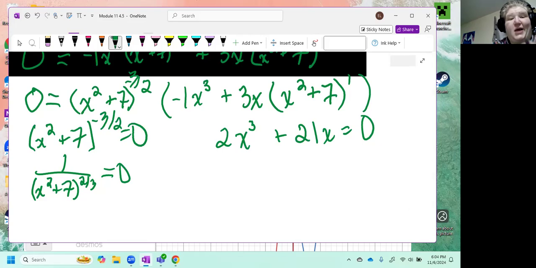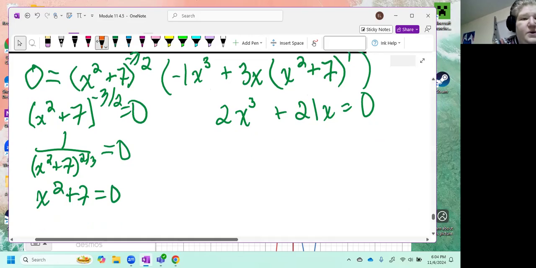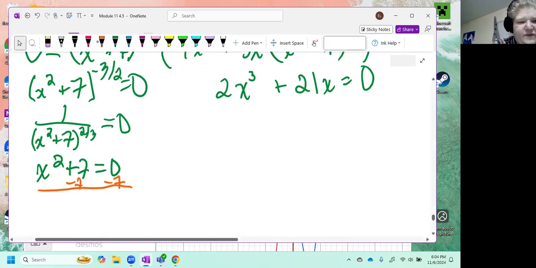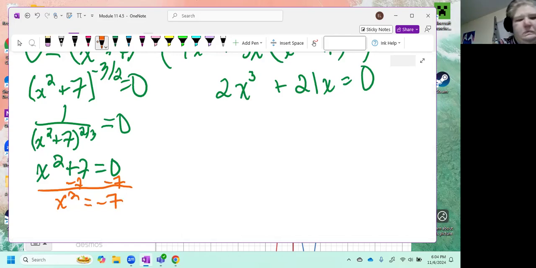But what it basically means is, when we have a thing to a power, whether that power is positive or negative, when we're doing our first and second derivative tests, the critical values are whatever would make the inside zero. Because either it'll be zero or it'll be 1 over zero, which is undefined, but both of those are critical values. So really, I'm just asking, when is x squared plus 7 equal to zero? Well, I can minus the 7, and I have x squared equals negative 7. Oh, that don't happen.